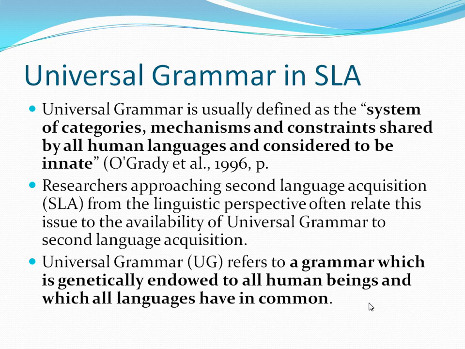This is universal grammar. It is defined as a system of categories, mechanisms and constraints shared by all human languages and considered to be innate. Innate means it is inborn. Universal grammar refers to a grammar which is genetically endowed to all human beings. In which way you will go is up to you, but there should be a process.